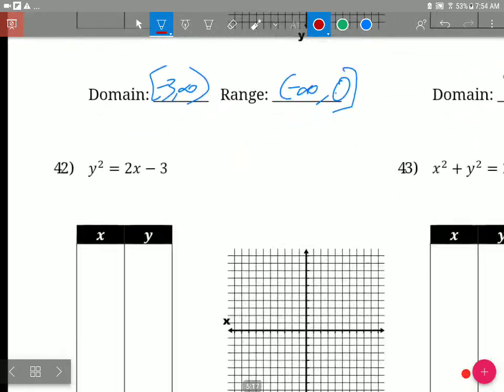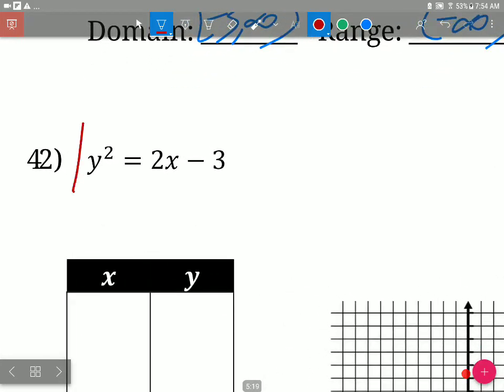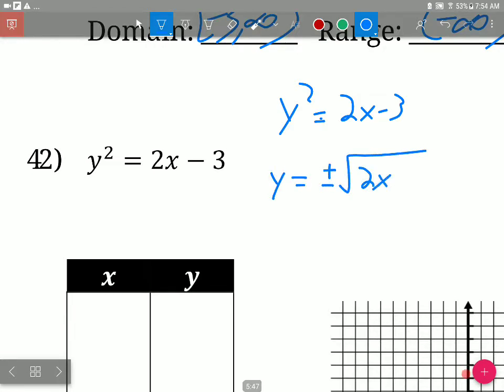Y squared. Okay, so we can't put a y squared in the calculator. So what I have to do is solve for x. And that's pretty simple. So we'll start off. Y squared equals 2x minus 3. Basically, I have to get y alone, so I'm going to square root both sides. So y equals plus or minus the square root of 2x minus 3.